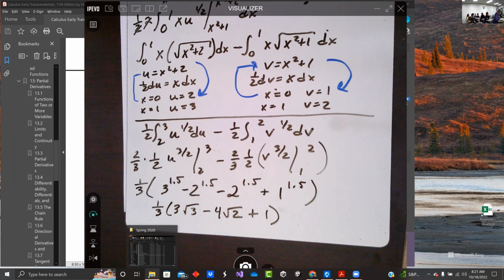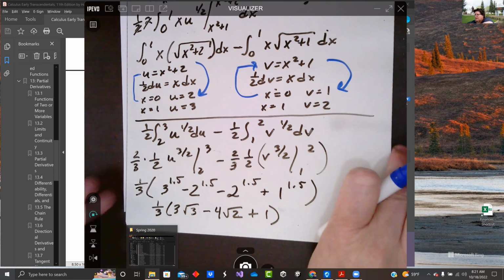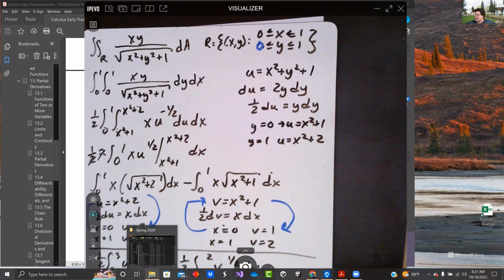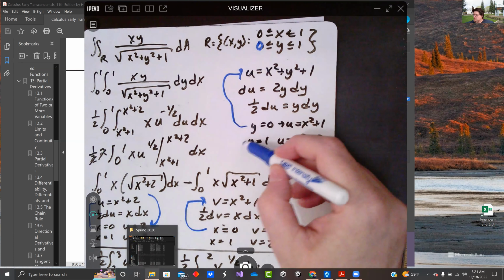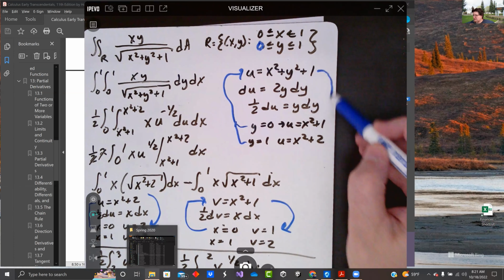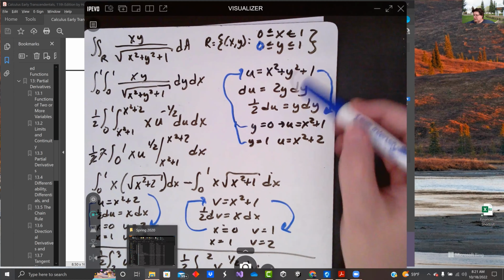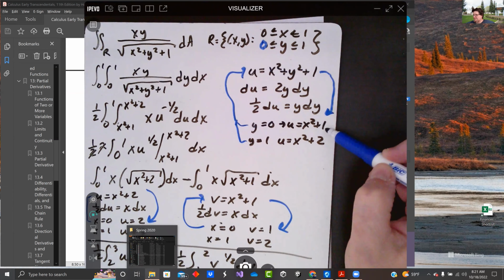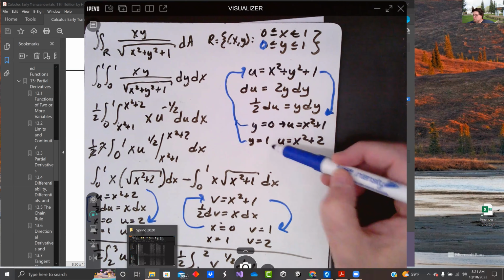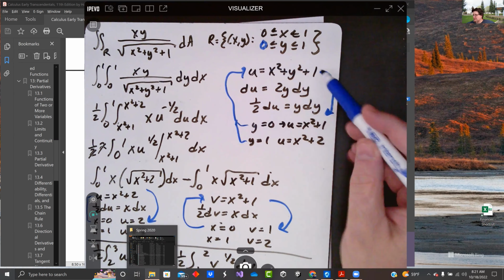I don't know how you got x squared plus 2. I did the same thing above. When I had y equals 0, I plugged it in here, and y equals 1 as well. And that's how I get those results. When y is 0, this just goes away. u equals x squared plus 1. So that's my new limit of integration. y equals 1, x squared plus 1 is x squared plus 2.